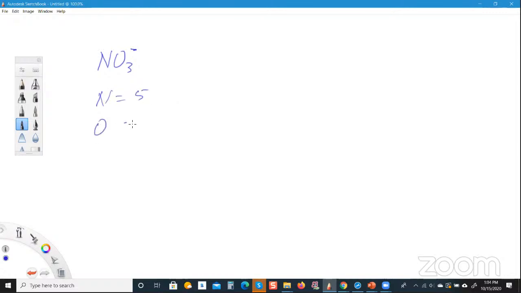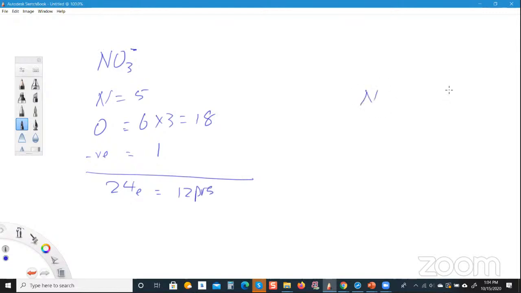So 5 electrons from there. Oxygen is 6 times 3, which is 18, plus an extra electron, so the total will be 24. That's 12 bonding pairs. So nitrogen in the middle, oxygen, oxygen, oxygen. Okay, so what next?